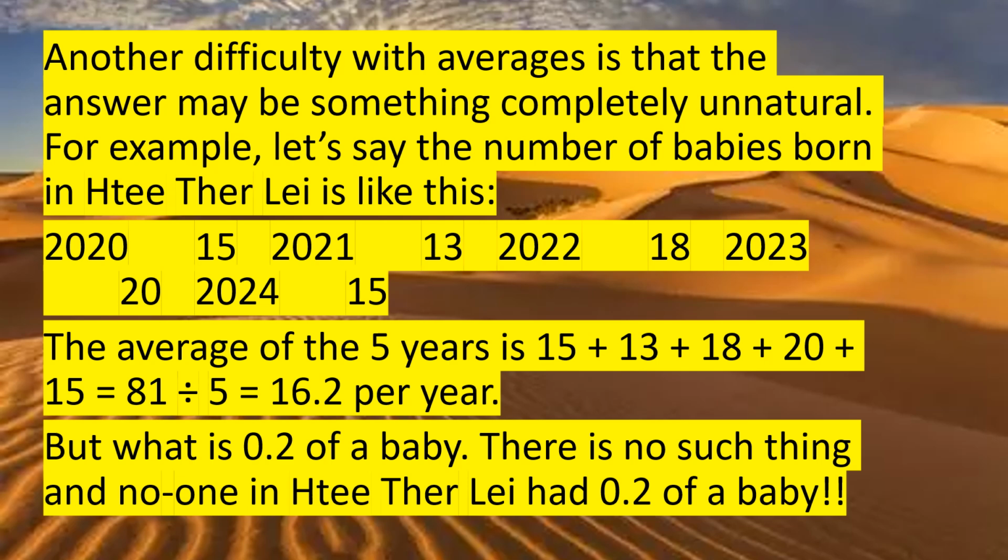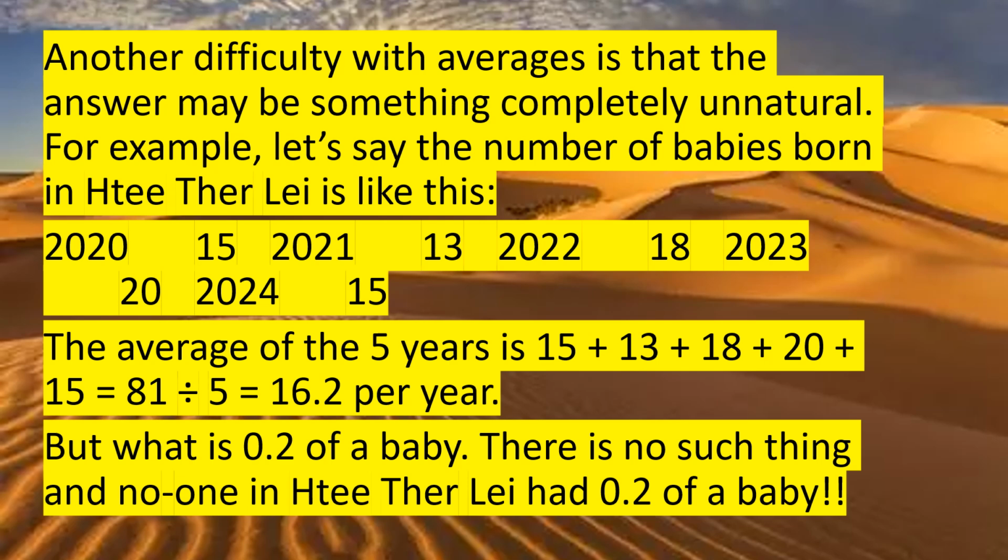Another difficulty with averages is that the answer may be something completely unnatural. For example, let's say the number of babies born in Titale is like this: 2020, 15. 2021, 13. 2022, 18. 2023, 20. 2024, 15.